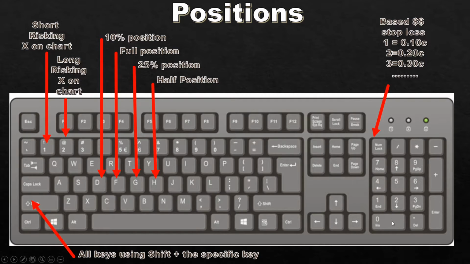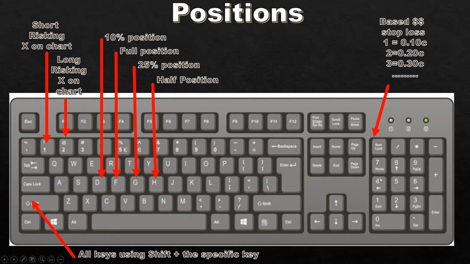So those numbers are representing cents. Besides, the 0 represents $1. So if I hit shift and 1, that's 10 cents. Shift and 2, that's 20 cents. Shift and 3, that's 30 cents. And it will calculate my share size based on the risk of X amount that I have pre-programmed.